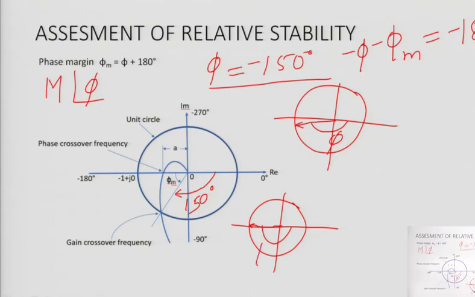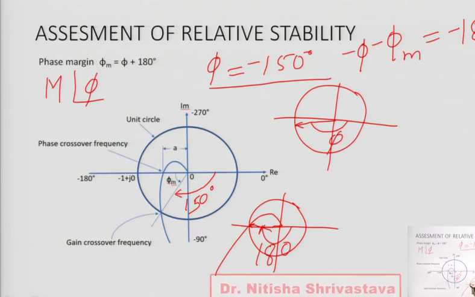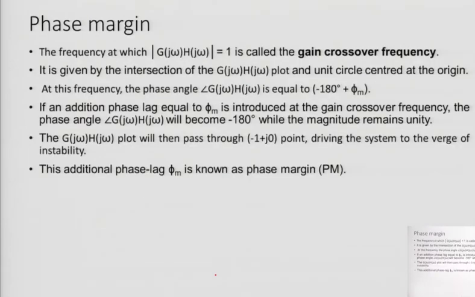So, this is an additional phase margin which is required to bring the system to the verge of instability, because when the phase angle is minus 180 degrees here, it means that the polar plot has a magnitude 1 as well as phase angle minus 180 degrees. This is where the system is limitedly stable. Beyond this, the system will be unstable. So, now this is the additional phase lag.